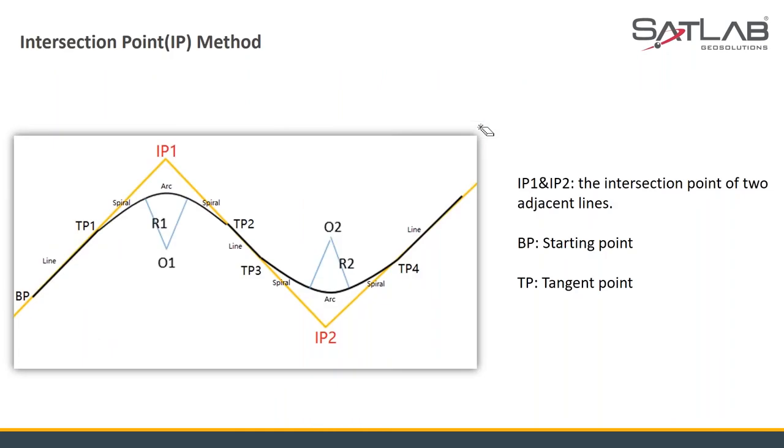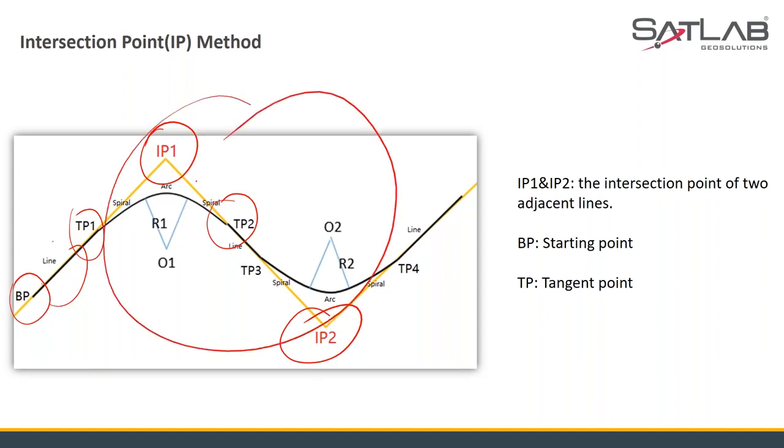So let's go ahead with the first part, which is alignment of roads using SatSurv. We have three methods. You can design your horizontal alignment in SatSurv with three different methods, which are the intersection method, the element method, and the coordinate method. You can use all of these three methods to design your horizontal alignment using the SatSurv software. So let's start one by one.